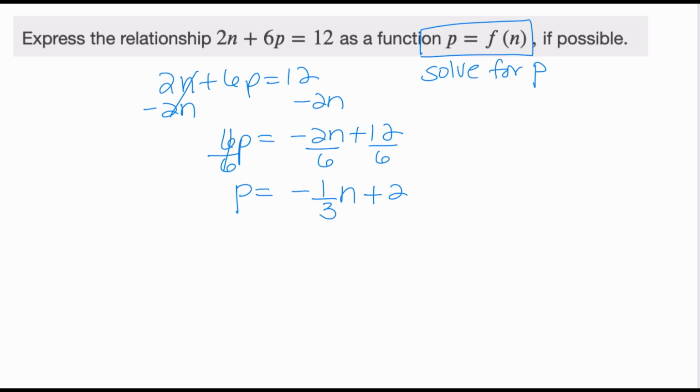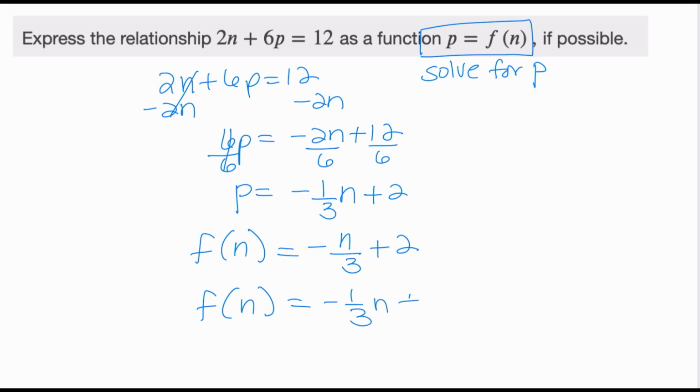And because they want me to write this as a function in terms of n, I'm going to replace the p with f of n. So that means f of n equals negative n over 3 plus 2. And it doesn't matter. You could have kept it as negative 1/3 n plus 2. These two answers are exactly the same.